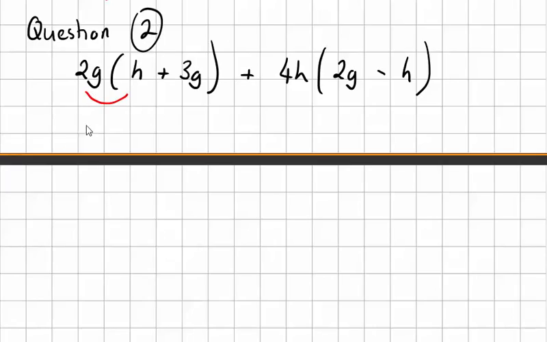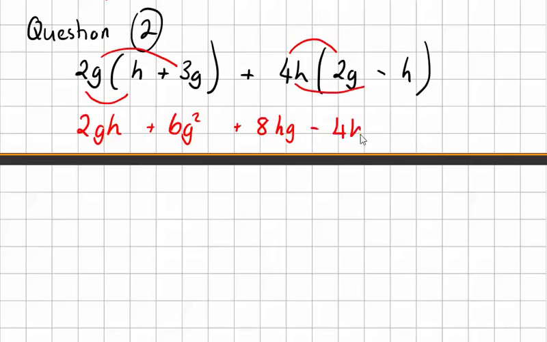So, first of all, 2G times H is 2GH, plus 2G times 3G is 6G squared, good. Plus 8H times G, HG, okay, times 4H squared. So minus the 4H squared, yeah.